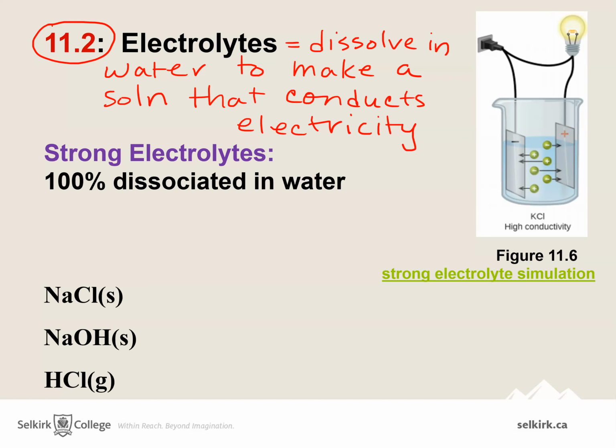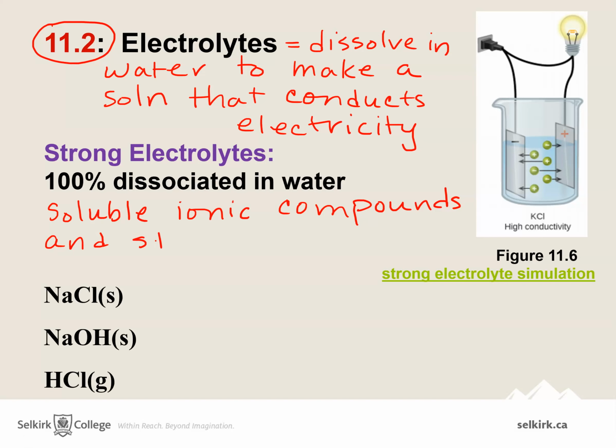So, how are we going to recognize that a compound is a strong electrolyte when we see its formula? You're going to look for soluble ionic compounds. That's most of them. And a key exception to that is that strong acids are also strong electrolytes. More about them in a minute. Let's start with the soluble ionic compound.